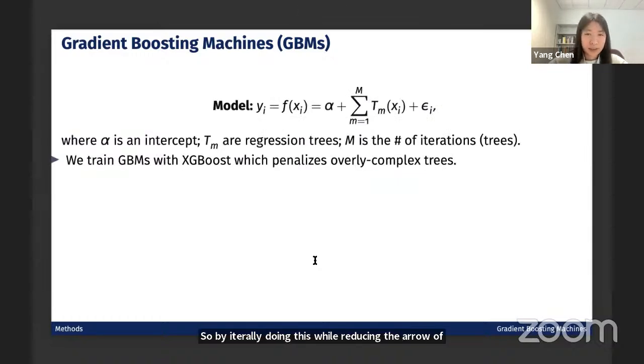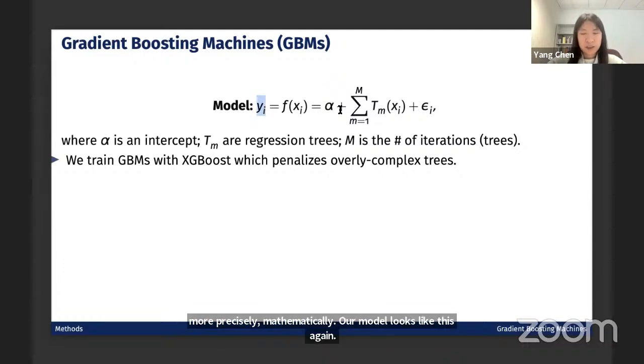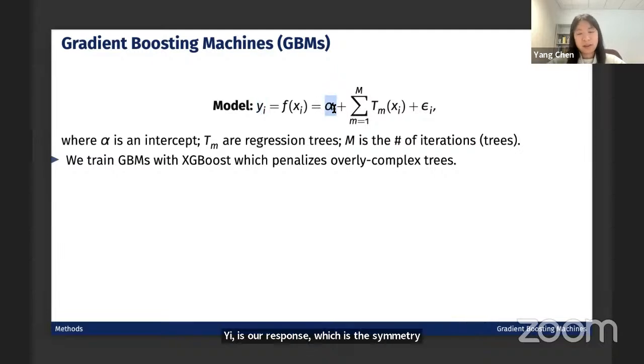So more precisely, mathematically, our model looks like this. Again, yi is our response, which is the Sym-H index, and alpha is just an intercept, the mean value. And then we train it for m different iterations, and Tm is a regression tree. And of course, xi is the predictor, and epsilon i is just Gaussian noise. So it's an additive model across different regression trees.